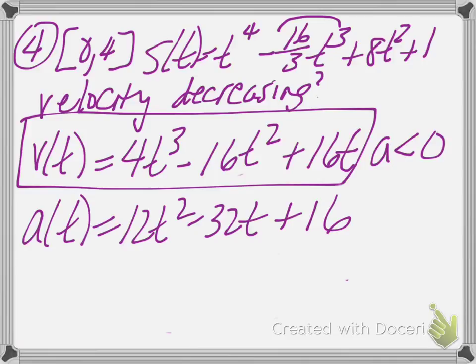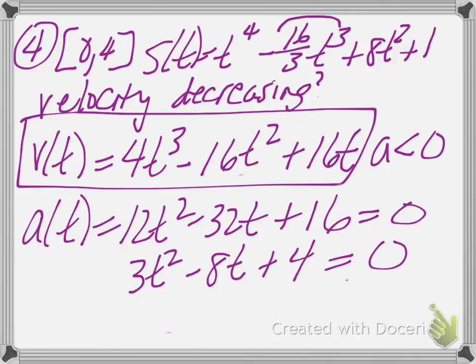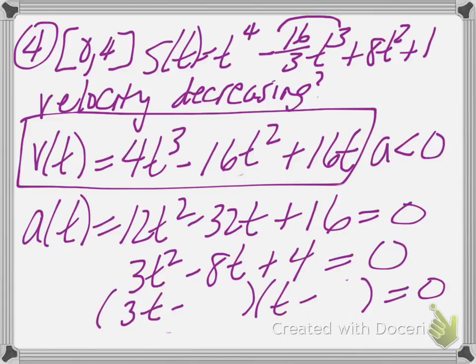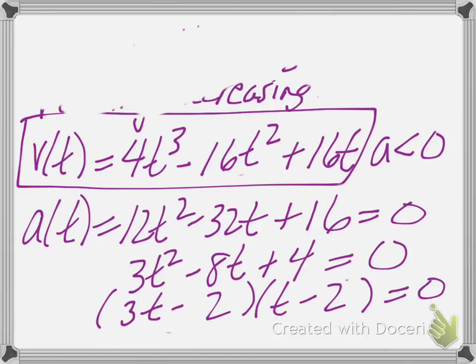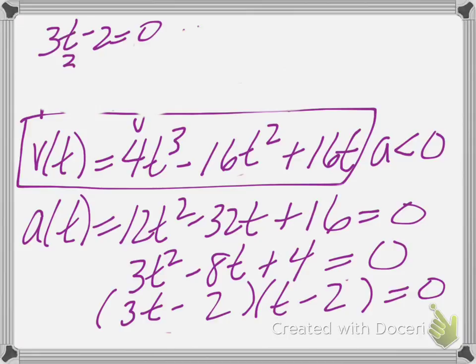Okay, so we're going to need some values to put on our wiggle graph, so we're going to set this equal to 0. We can divide every term by 4. Okay, we're going to factor. And it's going to be 2 and 2. Okay, so let me make some room up here. Okay, so either 3t minus 2 equals 0, which means that t is 2/3, or for this one, it's just going to be t equals 2.